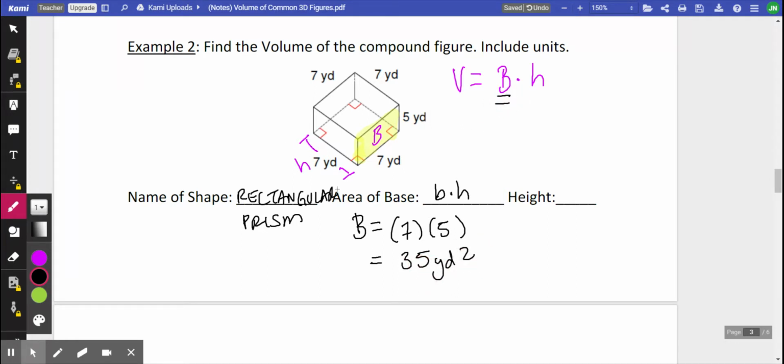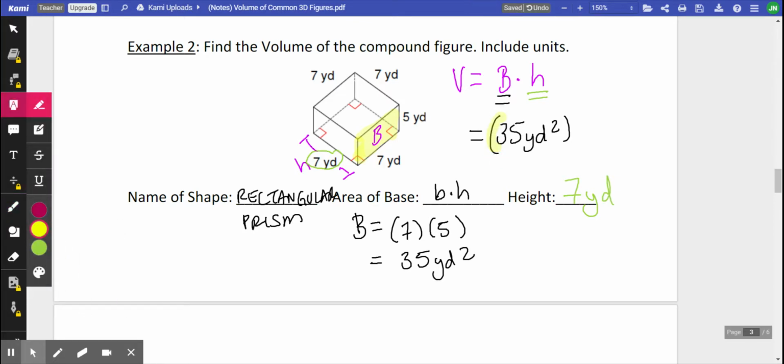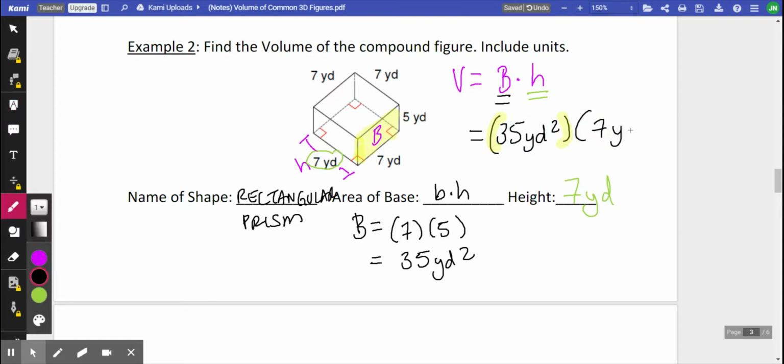Now I just have to figure out what the height is. Well, the height is already given to us in the problem. The height is actually 7, so that goes here. Actually, I should write it down. It asks for it here. So the height is 7 yards. So to find the total volume, volume is equal to the area of the base, capital B, which is 35 yards squared, multiplied by the height. So that's one slice, right? That 35 yards squared is one slice. Now we just have to multiply it by how deep this thing actually goes in. And as you can see, this goes in 7 yards.